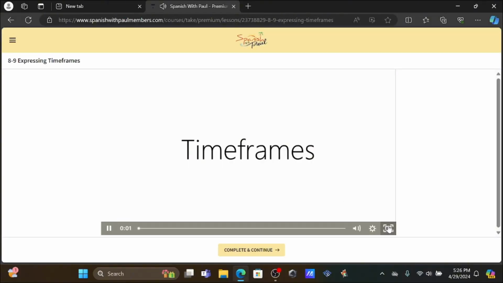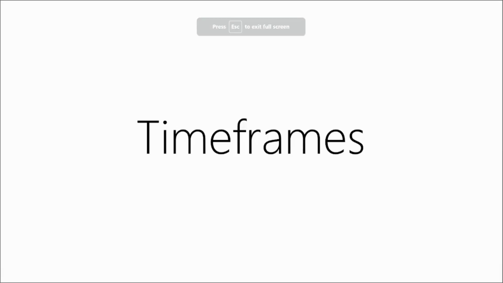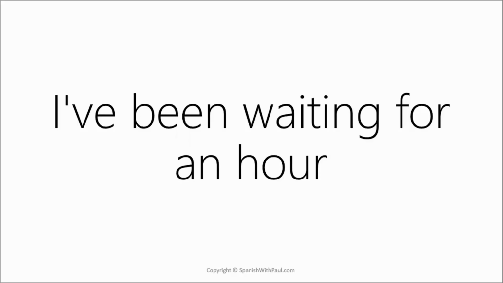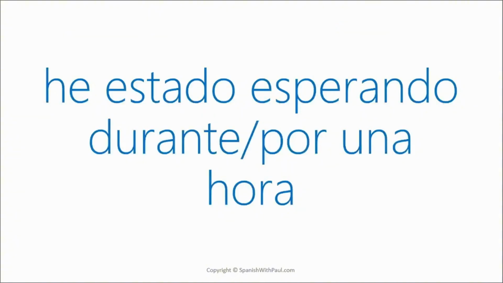In this lesson, we're going to talk about expressing periods of time or time frames. For example, I've been waiting for an hour. Now, one of the most common ways to express this would be to say exactly that, so we're following the English. And you could say, he estado esperando, so I've been waiting. And then either durante una hora or por una hora. Both ways are correct there.